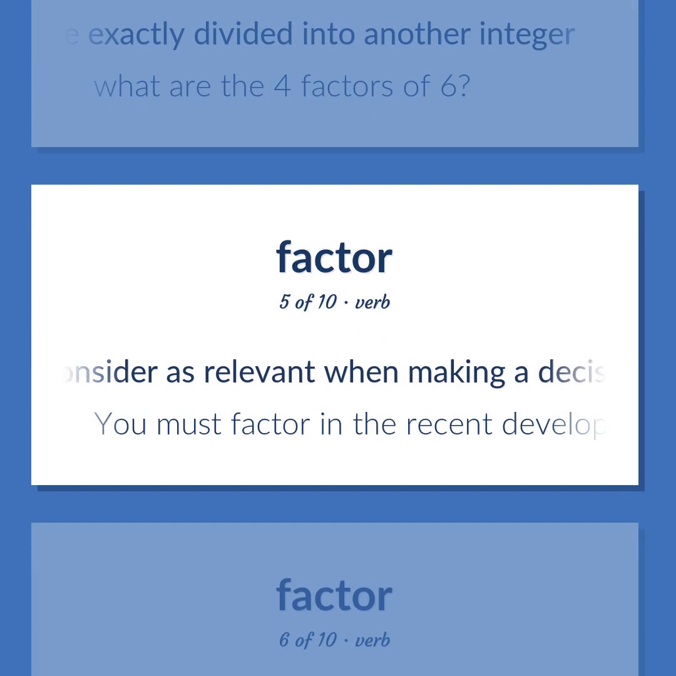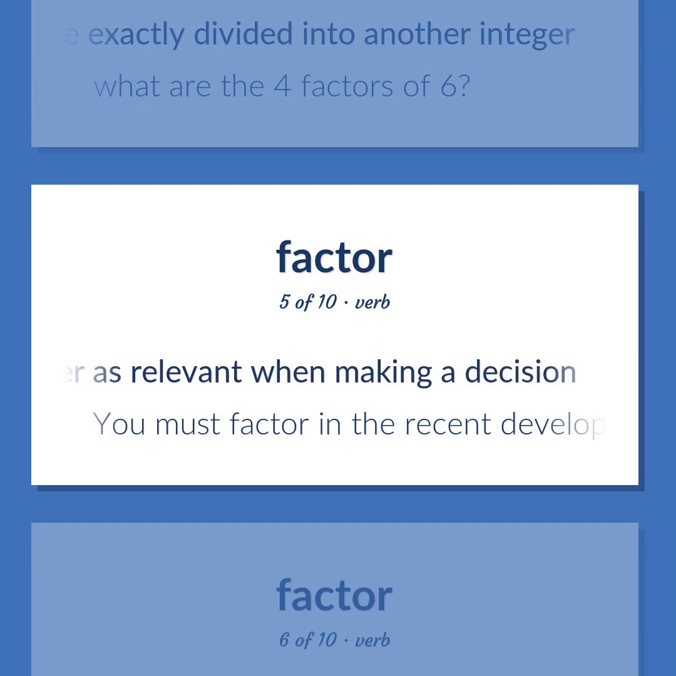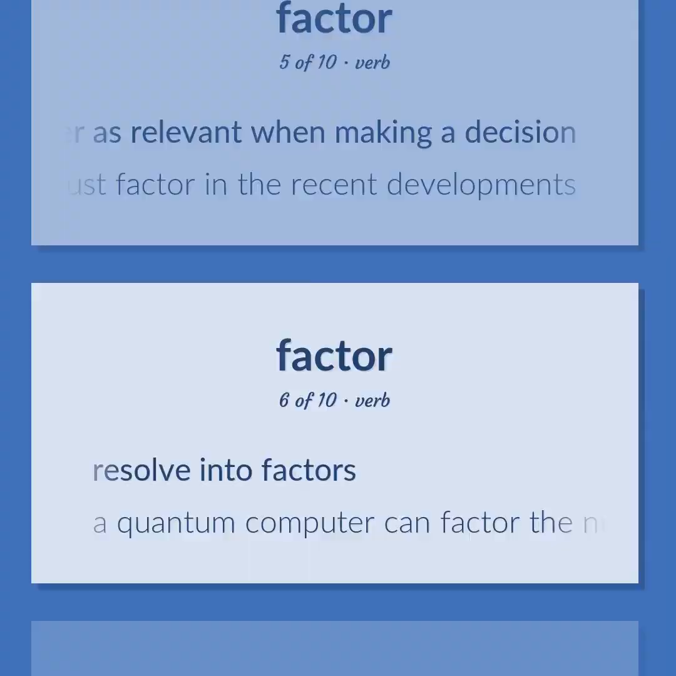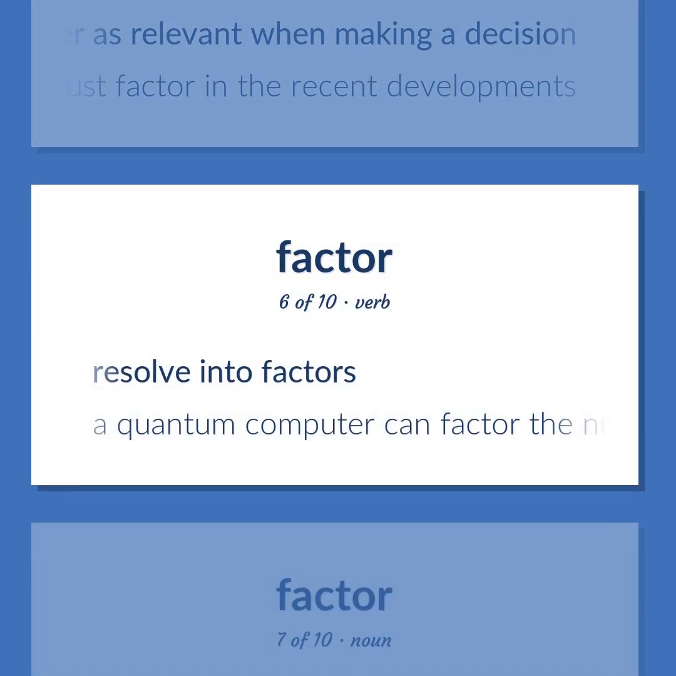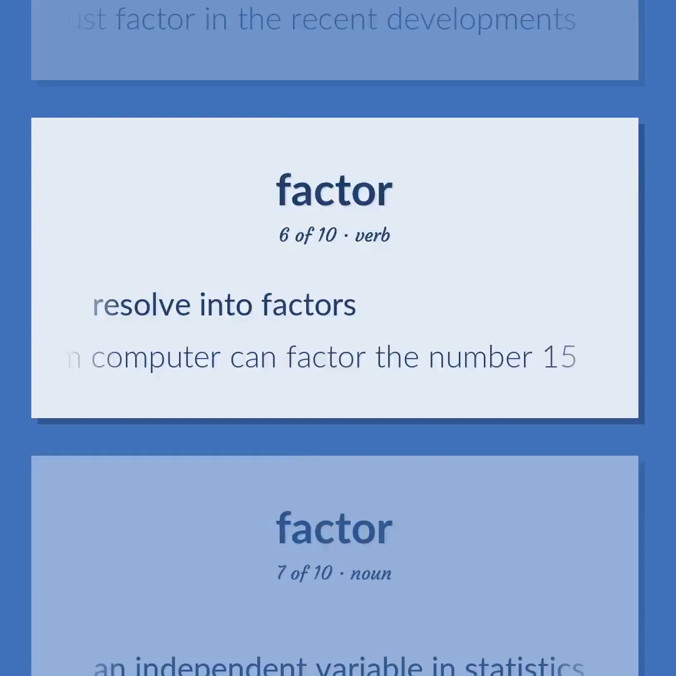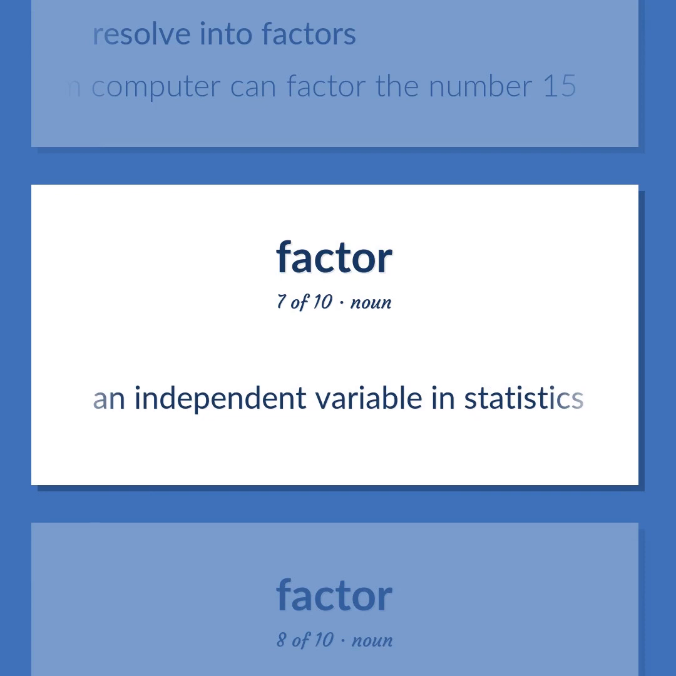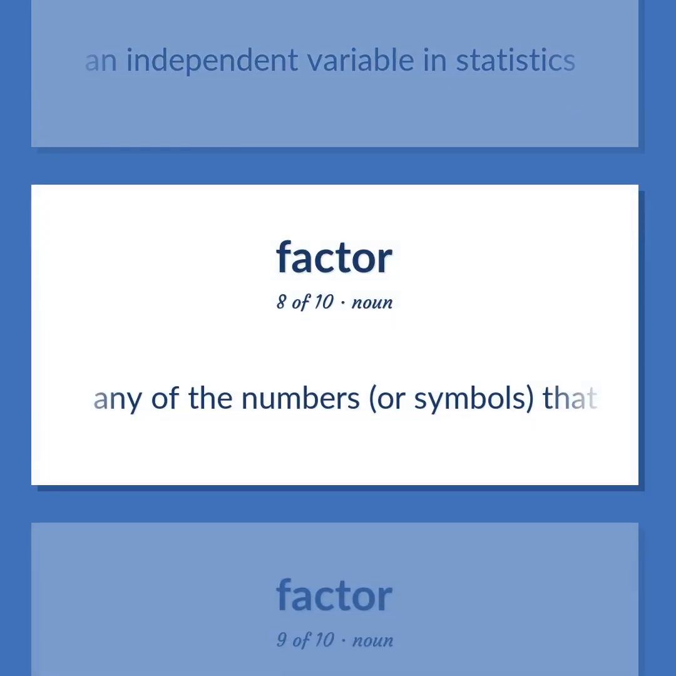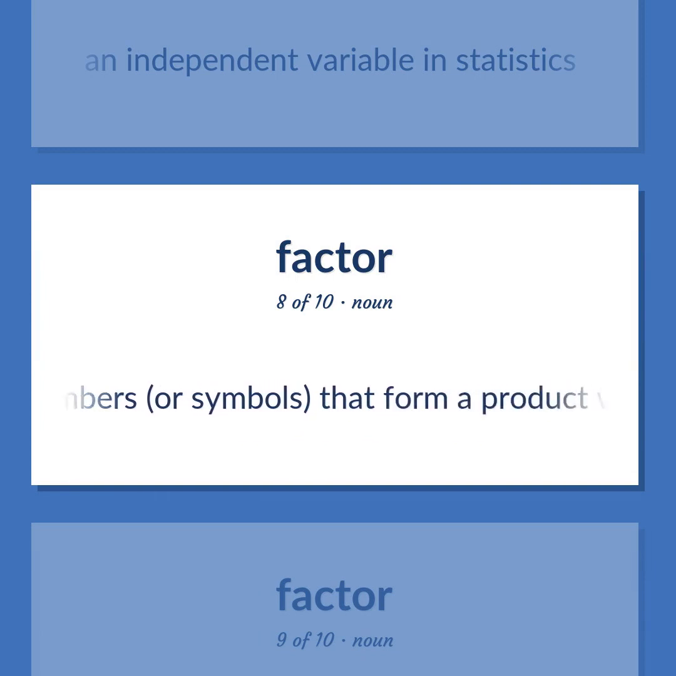Consider as relevant when making a decision. You must factor in the recent developments. Resolve into factors. A quantum computer can factor the number 15. An independent variable in statistics. Any of the numbers, or symbols, that form a product when multiplied together.